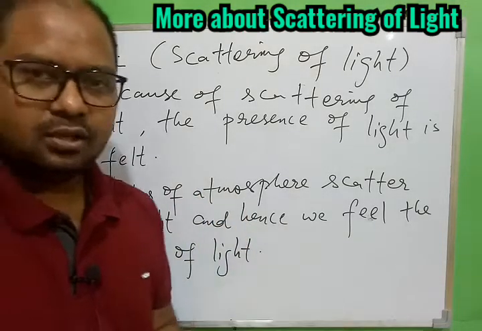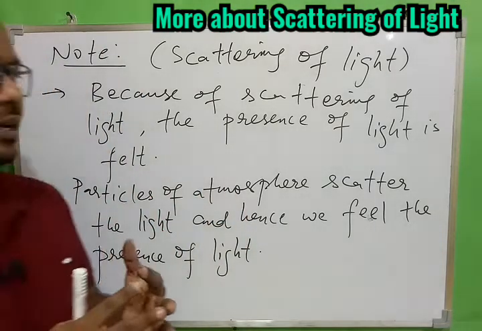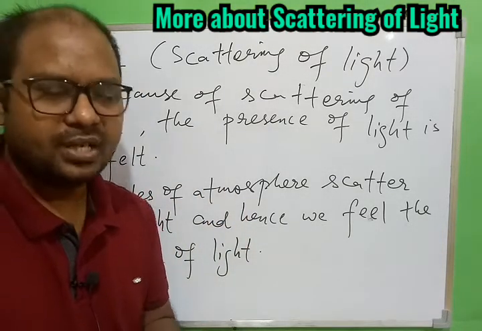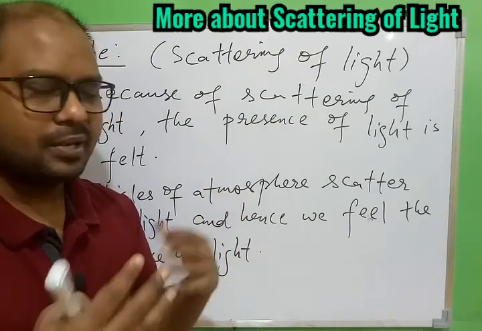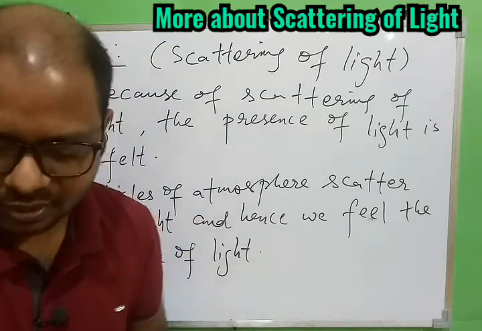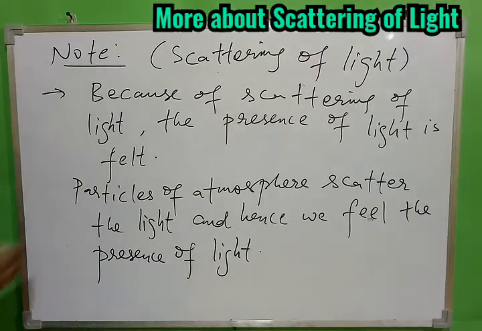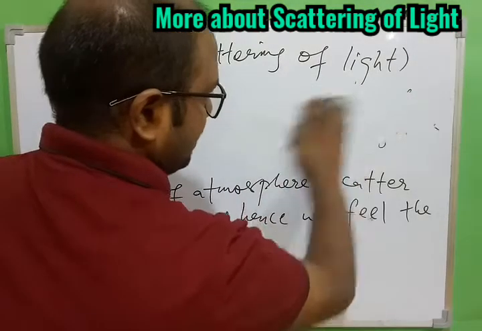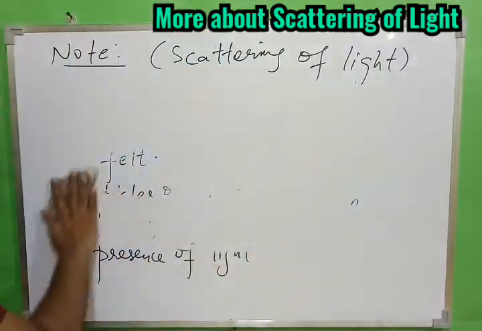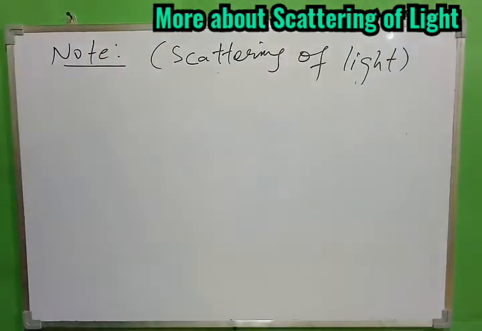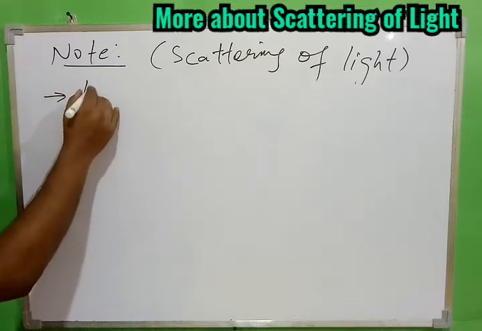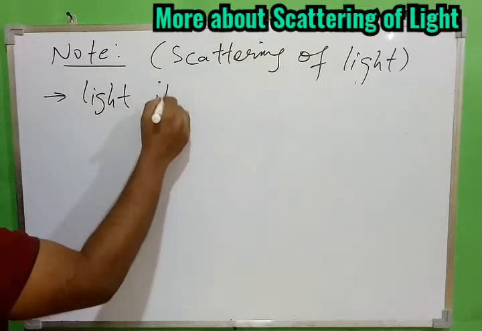Okay, so this is the next thing we have. One thing you should know: light itself is not visible, but when this light is scattered by the particles, it makes things visible to you. That is the next thing we have to remember. Overall, scattering is taking place in the atmosphere, and that's why you are able to feel or sense the light.